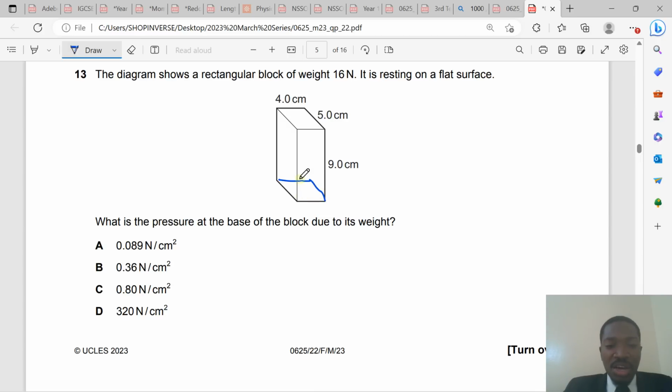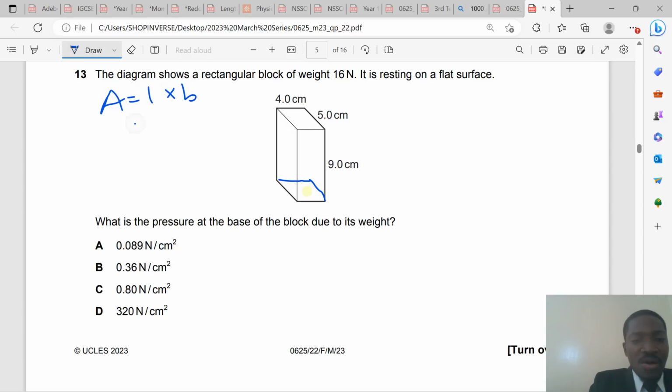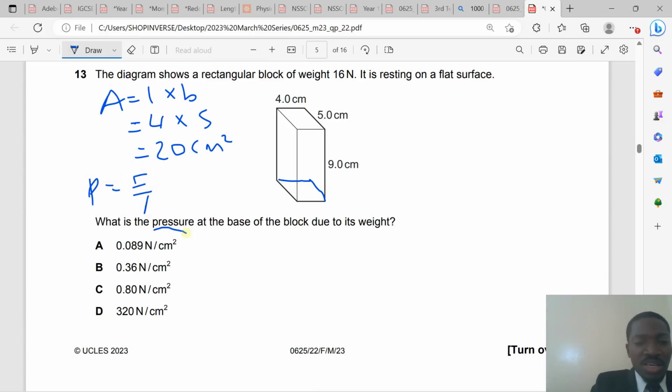Now, how do you get the area of this shape? We do length times breadth because this shape is a rectangle. So the cross-sectional area of the base is length times breadth. Our length is 4, our breadth is 5. That means the area is 20 cm squared. But the question requests the pressure at the base, not the area. What is the formula for pressure? Pressure is force per unit area, force divided by area. What's the force? The force is the same thing as the weight, while the area is the cross-sectional area we have just calculated.